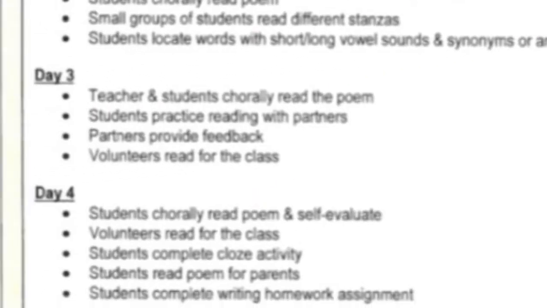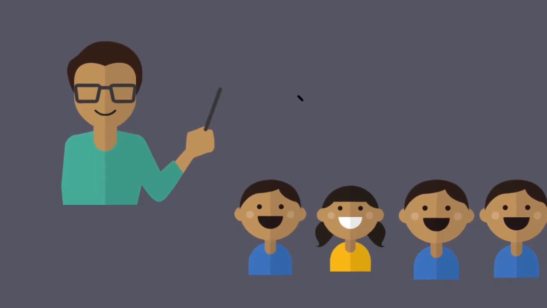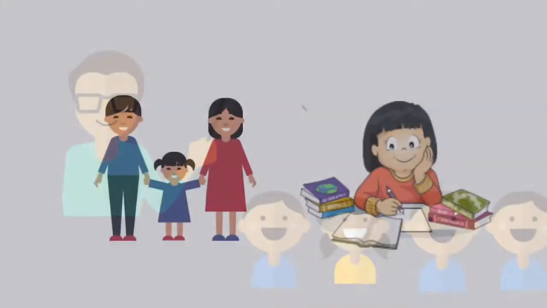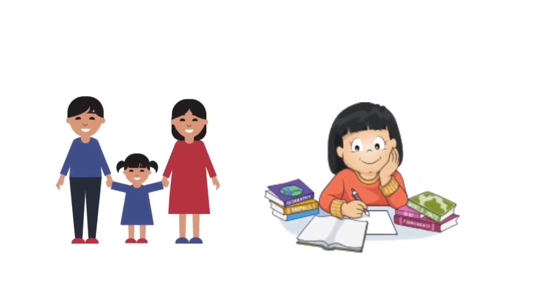On day 4, the students chorally read the poem and self-evaluate. Volunteers read for the class. Students complete a cloze activity. Students read the poem for parents, and students complete a writing homework assignment.